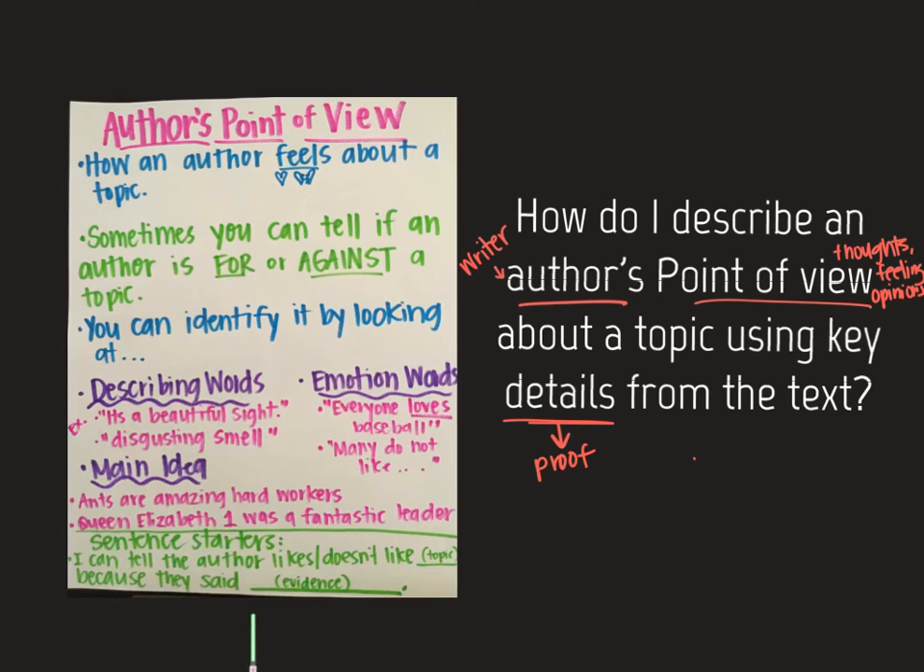So here are some sentence starters as you're working on your written responses. So if we were to ask you this question right here, you can then start your sentence in your written response by saying something like this. I can tell the author likes or doesn't like whatever the topic is because they said blank. Now, this is where you would provide your evidence. This is where you would have to go back into the text to support your answer. All right?